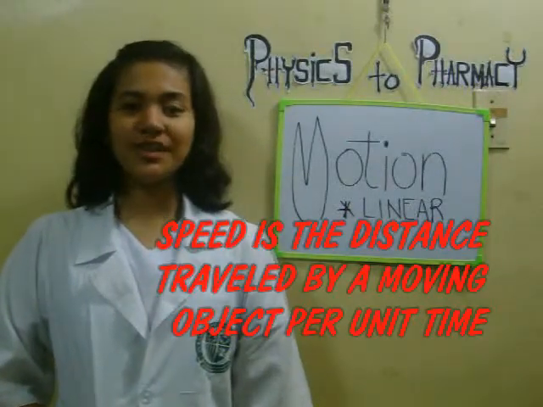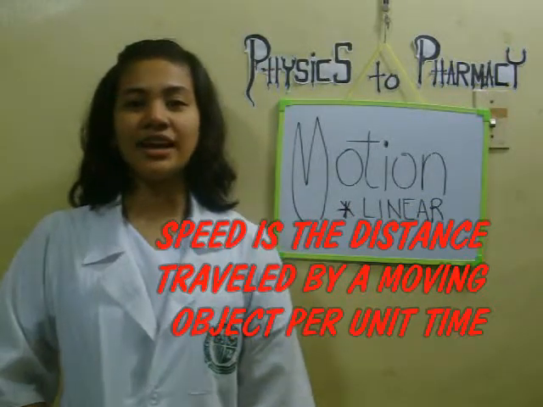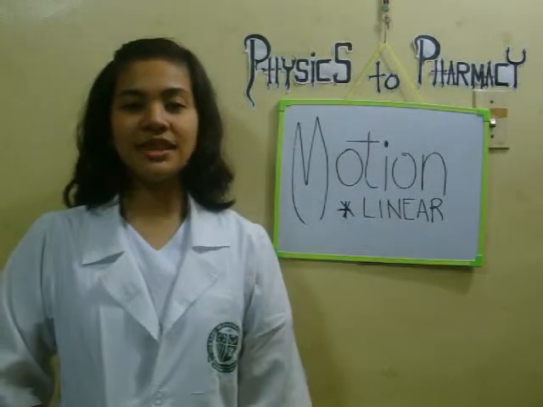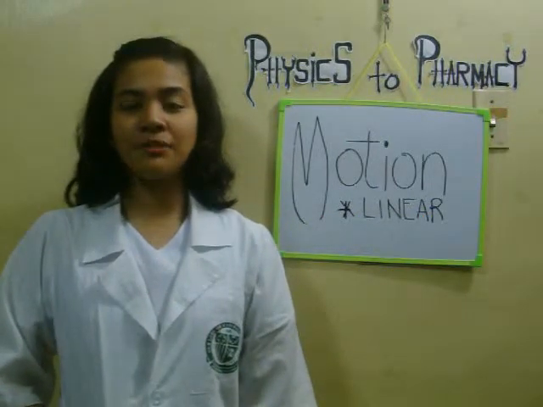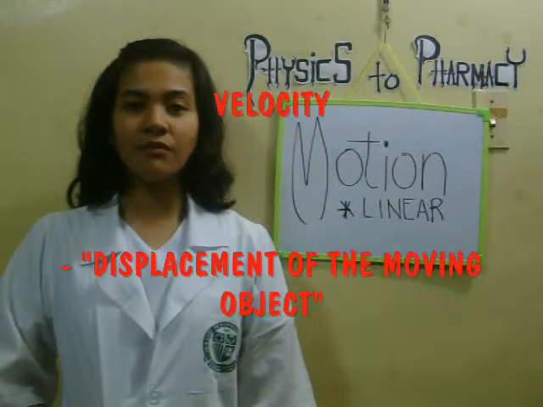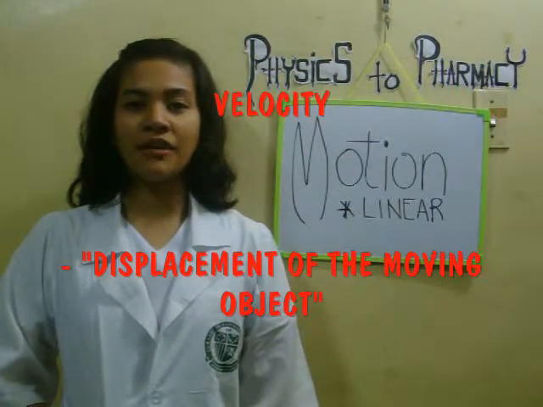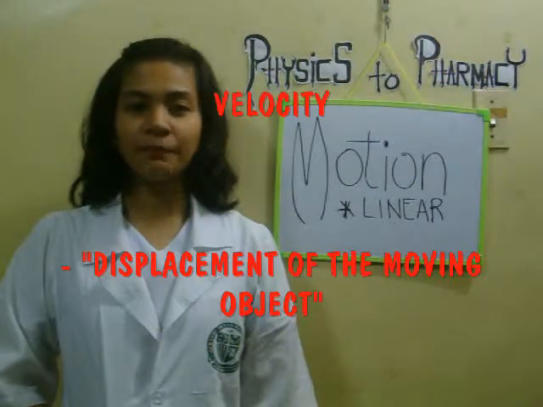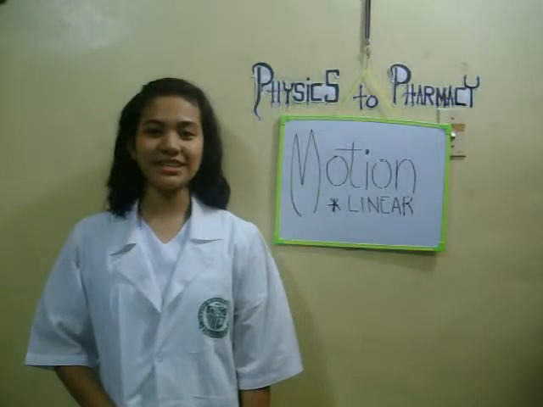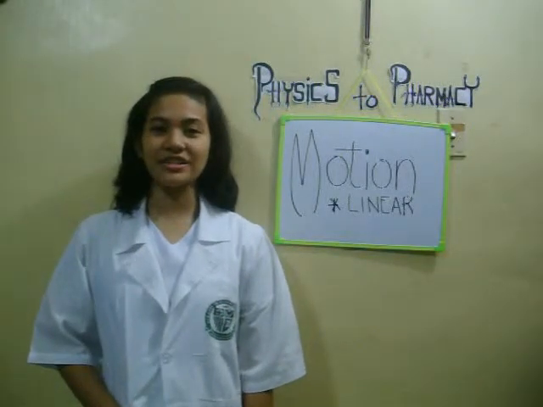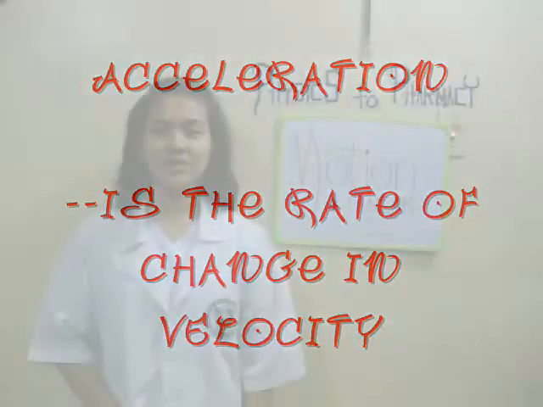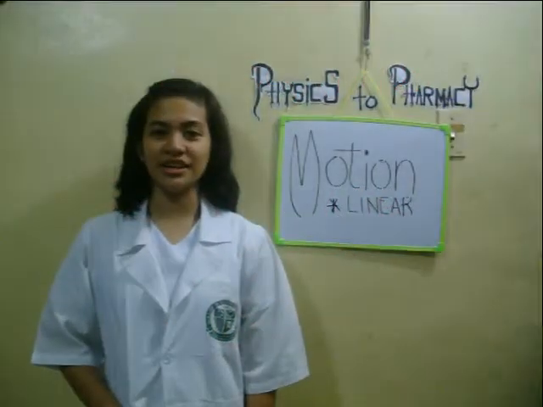Let's now move to speed and velocity. Speed is defined as the distance of a moving object per time taken. It is a scalar and measured in meters per second, while velocity is defined as the displacement of a moving object per time taken from its initial to final position. It is a vector and measured in meters per second. Then what is acceleration? Acceleration is the rate of change in velocity. When the velocity speeds up or slows down, its acceleration will also change.